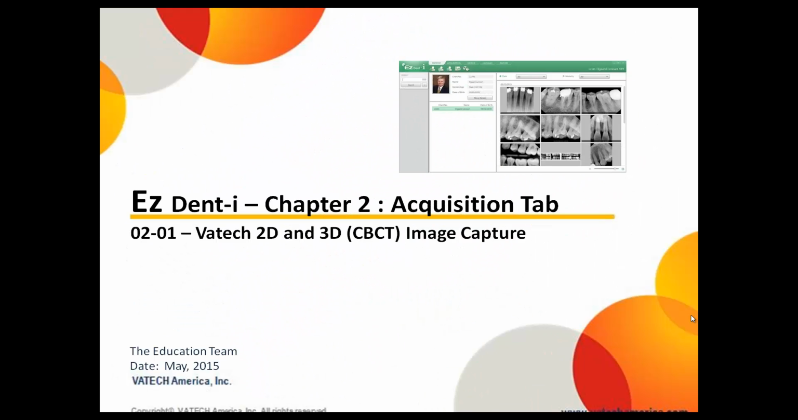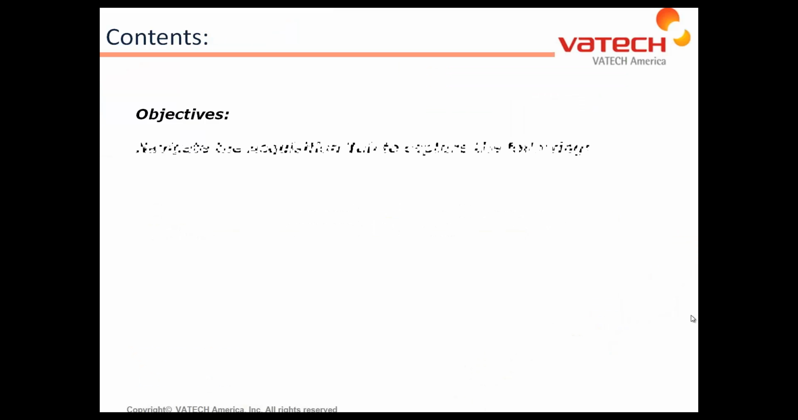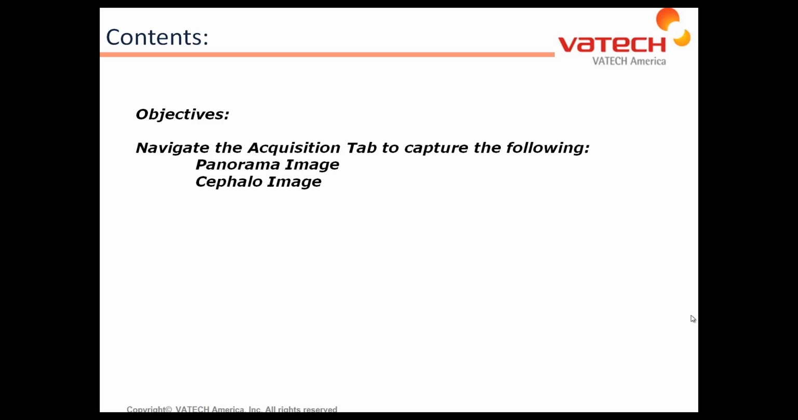EZDent-i, Chapter 2, Acquisition tab, Vatech 2D and 3D image capture. The objectives are: navigate to the Acquisition tab to capture the following: a panorama image, a cephalo image, as well as a CBCT or 3D image.